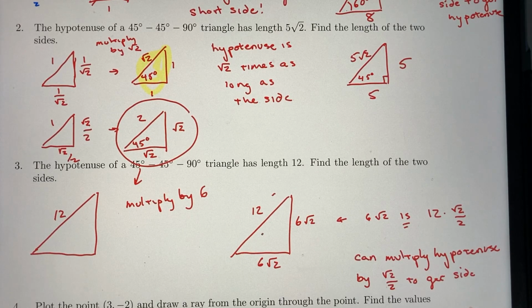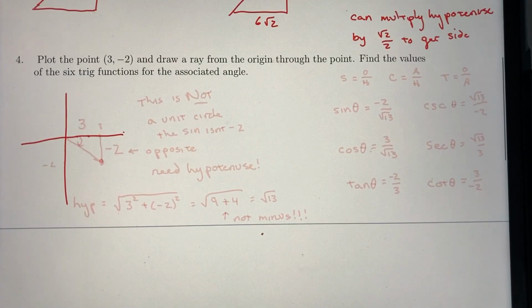Okay, so let's plot a point. Write 3, down 2. Okay, plotting that point, and then I'm going to draw actually just a part of a ray. I'm just going to draw the triangle. I want the associated angle, the 6 trig functions. So what have we got?